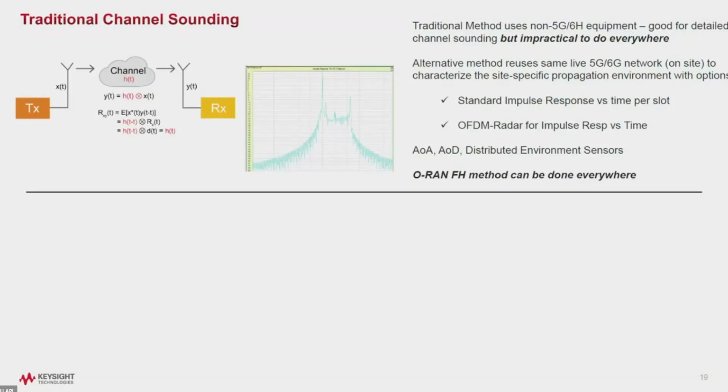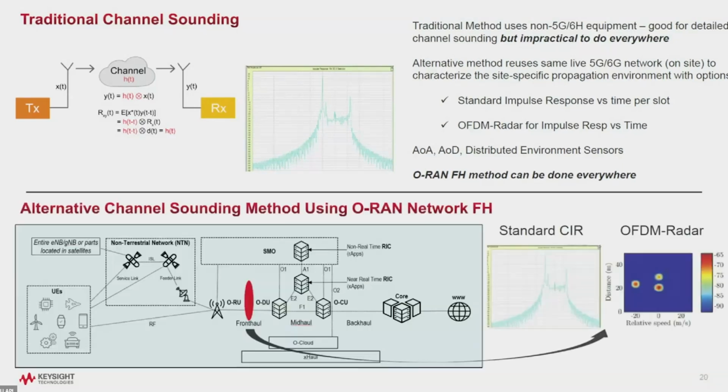And you look at the expected value of the correlation between what you transmit and what you receive, and you get this H matrix, which is your transfer function for the environment. That's the fingerprint of this room or wherever you're at for what the transfer function is. Now, this is impractical to do everywhere, but this next method, using the OFDM Fronthaul, is practical. You can do that everywhere.